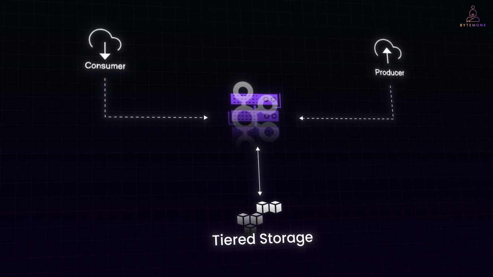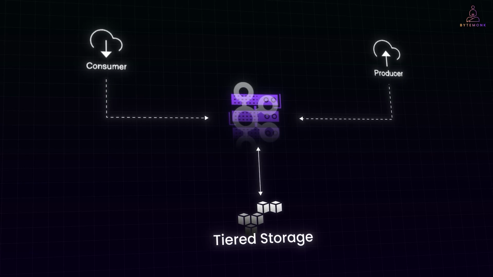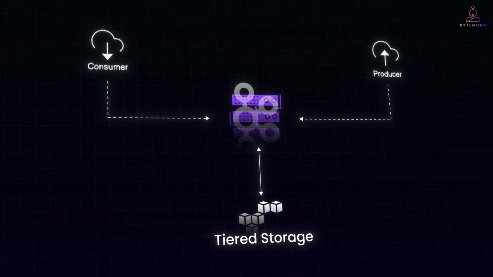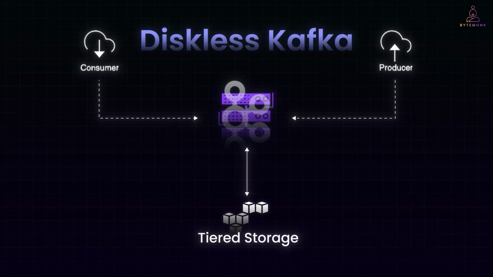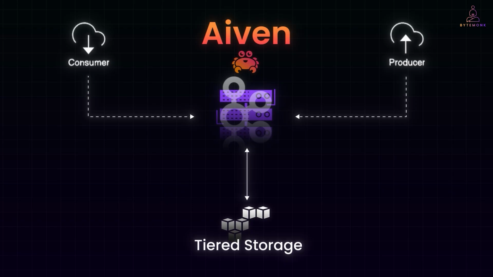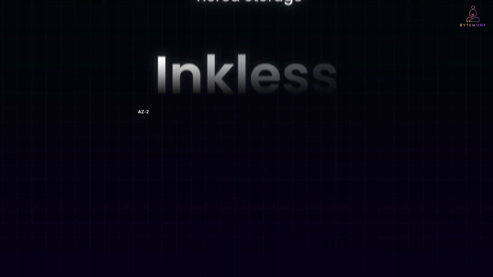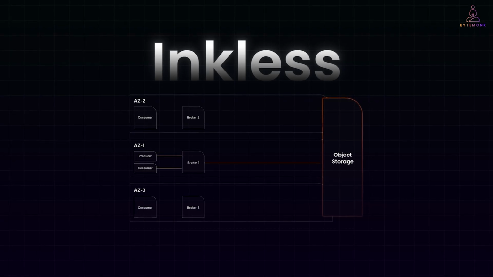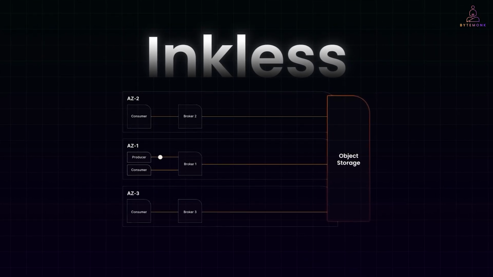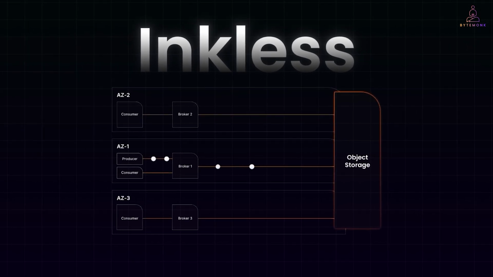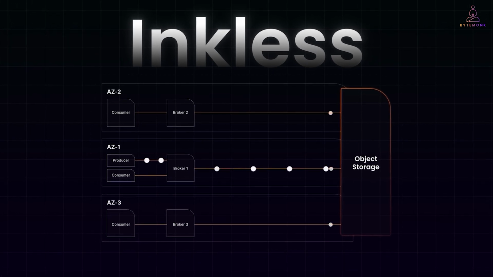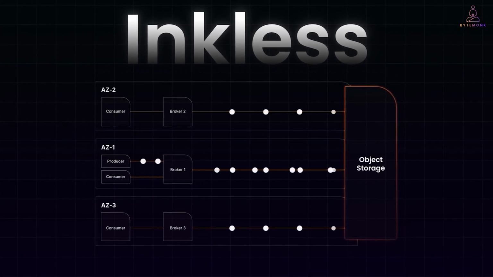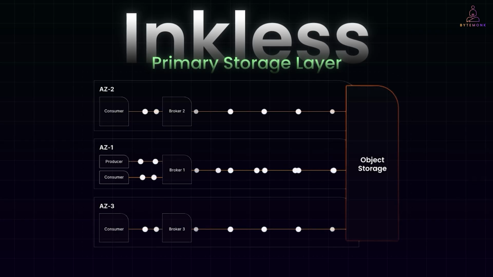And so, the next evolution was obvious. What if Kafka could skip local disk entirely and write straight to cloud storage from the start? That's the idea behind Diskless Kafka. And that's exactly what Aiven has made production ready. Aiven's Diskless Kafka, also called Inkless, takes the concept of tiered storage to its logical conclusion. Aiven didn't just remove disk. They redesigned how Kafka stores data to take full advantage of the cloud. So instead of treating cloud storage as a backup tier, it makes it the primary storage layer.